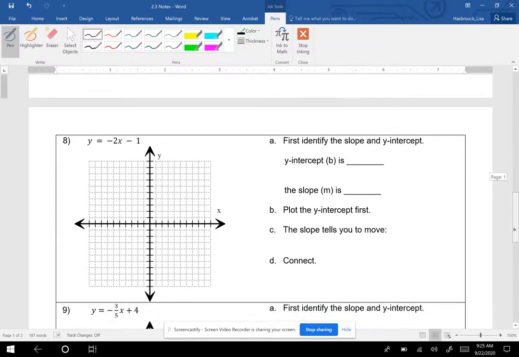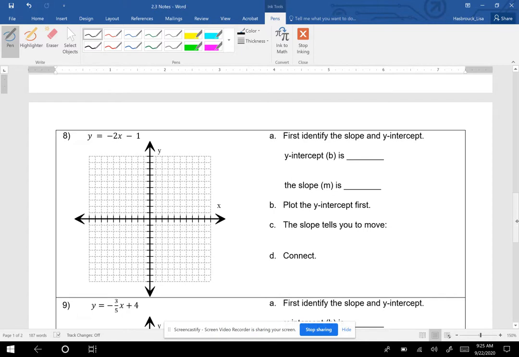Okay, for number 8, we have y equals negative 2x minus 1. We're going to follow the same process to graph this. First of all, my y-intercept is 0, negative 1, and the slope is negative 2. I'm going to plot the y-intercept by going down 1 on the y-axis and plotting a point. The slope is negative 2. I'm going to put that over 1 since it's a whole number.